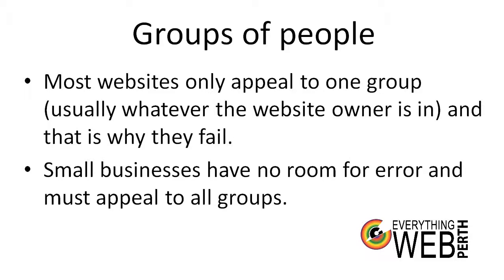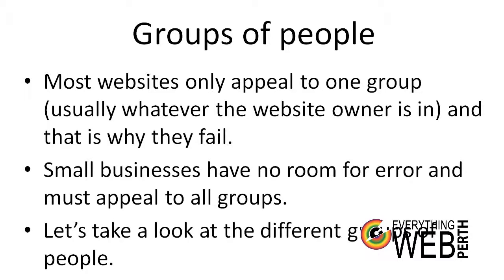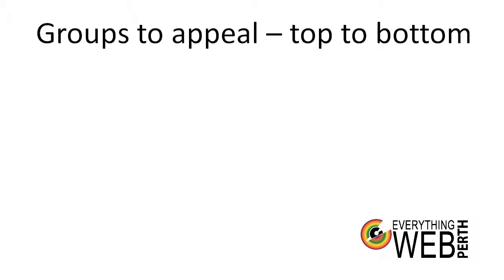As small businesses, you really don't have a lot of room for error, especially when you're competing against bigger companies. So you've got to appeal to all groups. Now let's take a look at the different groups of people, from top to bottom. The people at the top you've got to appeal to quicker, and the people in the middle and the bottom are usually willing to stick around and find more information about the product or service. So that's why it's in order.